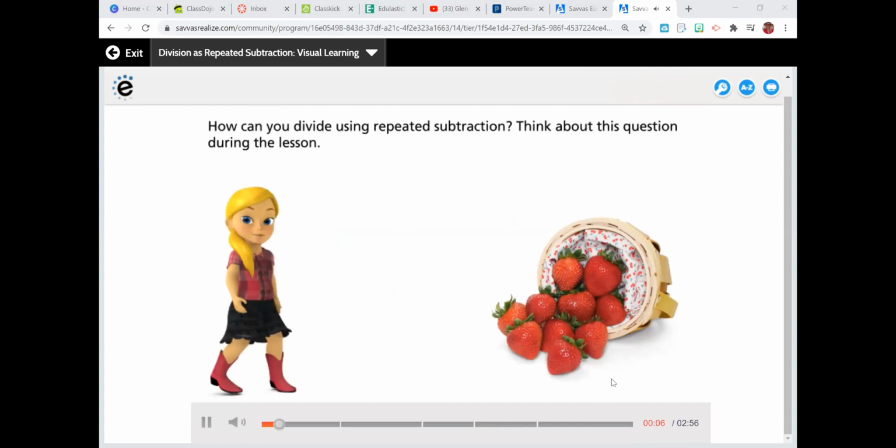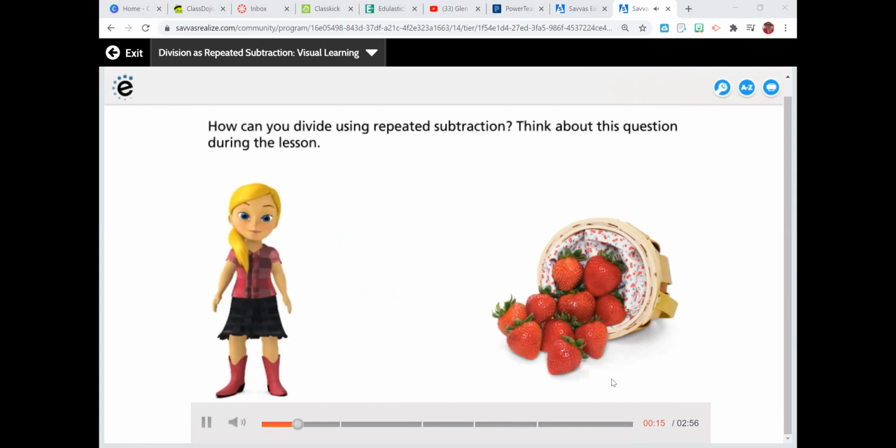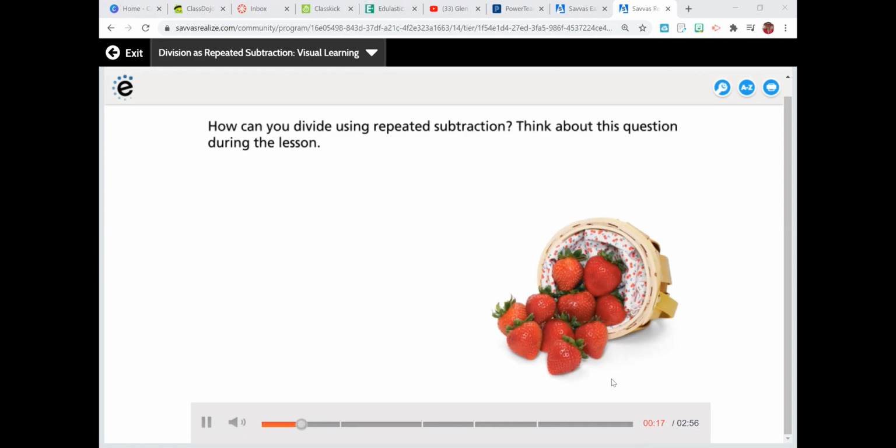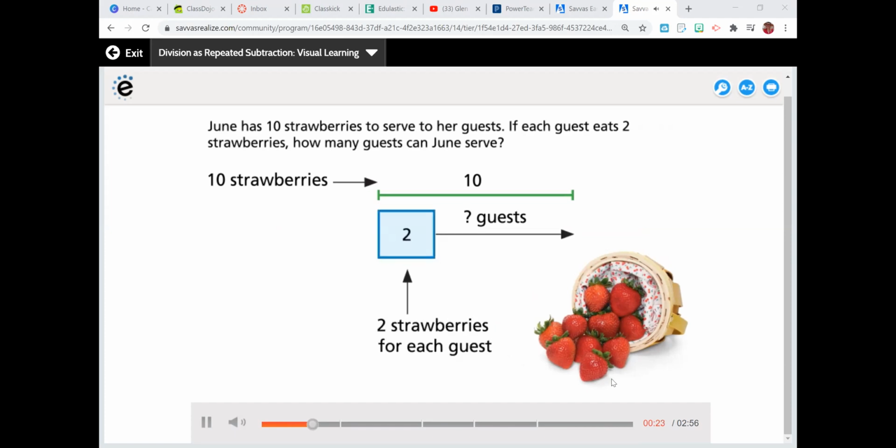How can you divide using repeated subtraction? Think about this question during the lesson. June has 10 strawberries to serve to her guests. If each guest eats 2 strawberries, how many guests can June serve?